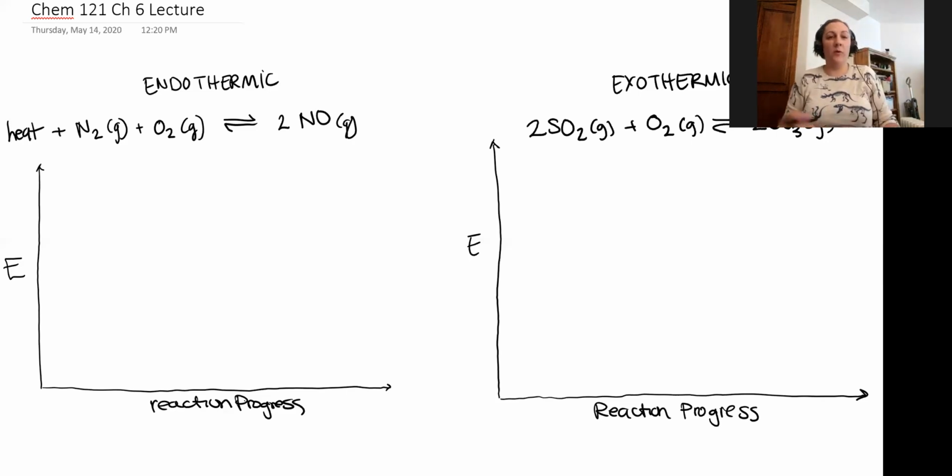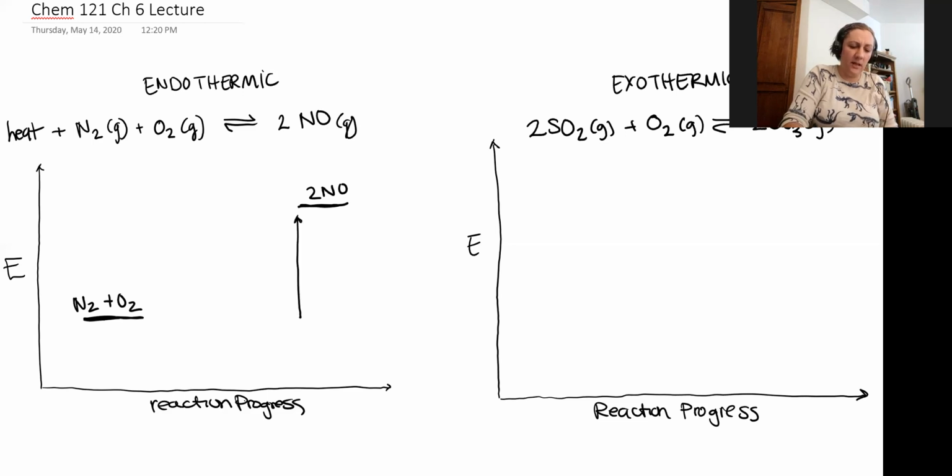So if we're going to be absorbing heat to be able to form our products, that means our product is at a higher energy level than our reactants. And so we can represent that on our reaction diagram by putting our reactants at a lower energy. So that's going to be our nitrogen and our oxygen, and our products at a higher energy, or 2NO. And this difference right here between them, that is what we call enthalpy. That is the amount of energy or the amount of heat that needs to be absorbed by the reaction to be able to form those products.